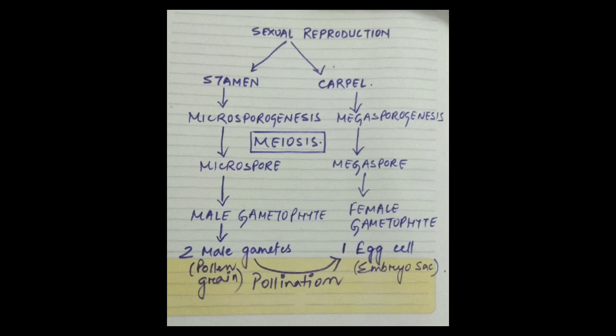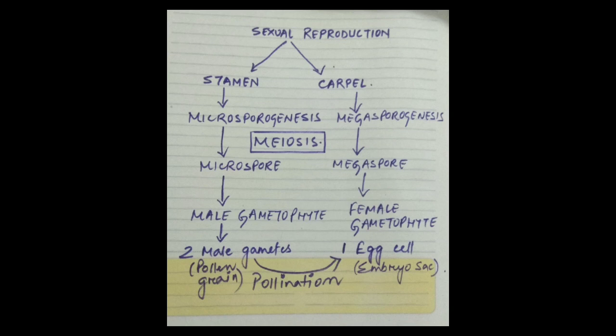And carpel bears ovule or megasporangia, where a process named megasporogenesis takes place. In both the processes, due to meiosis, we get two spores, microspore and megaspore, and both these two types of spores are haploid in their chromosome number.